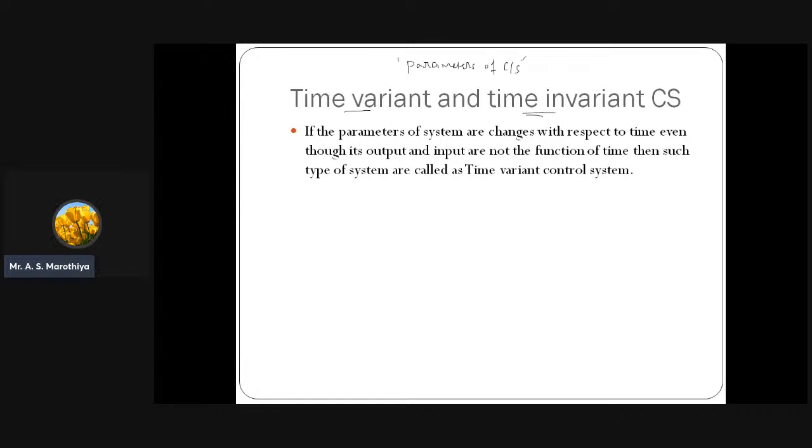So what is a time variant control system? In a time variant control system, as I told you, the parameters of the system are going to vary or change with respect to time, even though, this is very important, output and input are not functions of time. Those types of systems are called time variant control systems. And the best example of a time variant control system is the launching of a spacecraft. Now why? What is the reason behind that? So let us have a discussion on this.